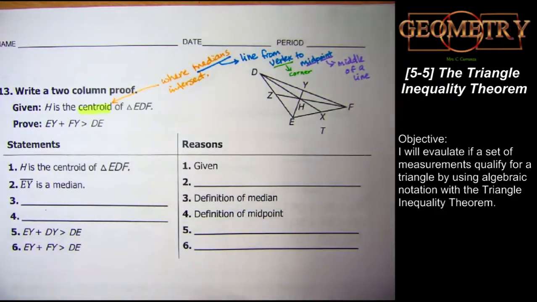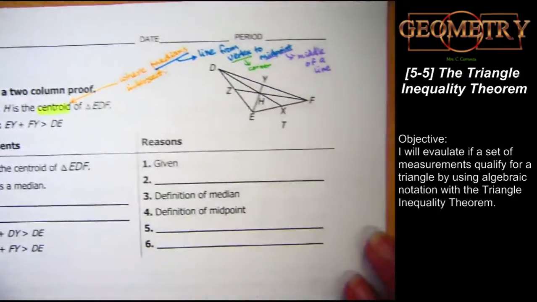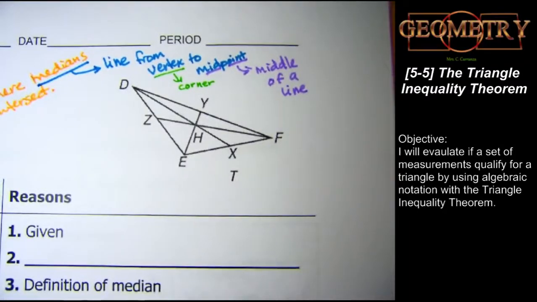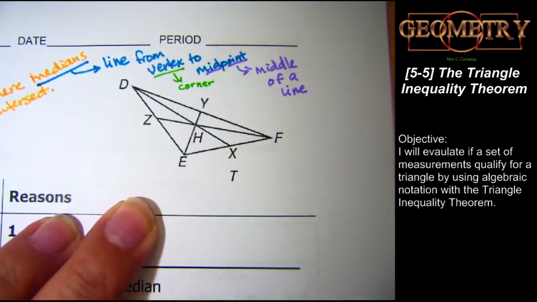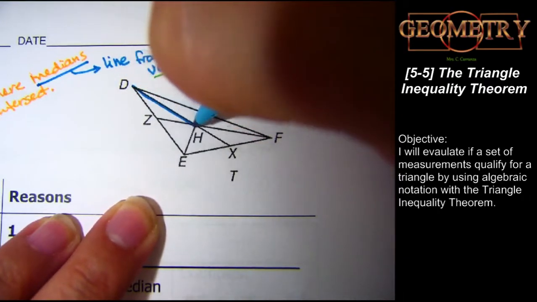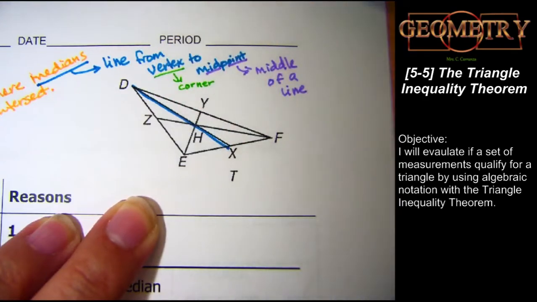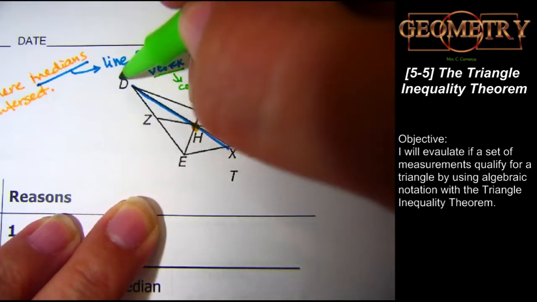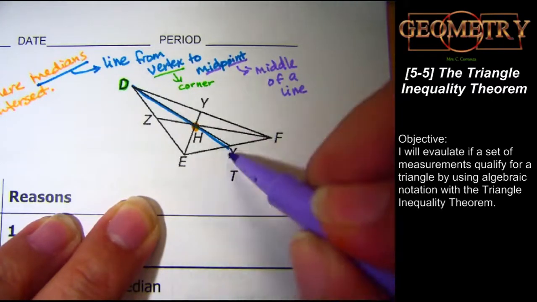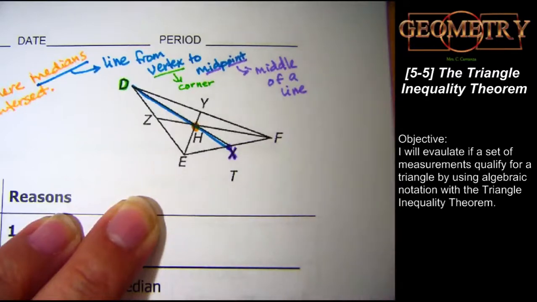Okay, so I'm going to take one of these lines at random so that we can take a closer look at it, and then we'll get into our proof. Let me zoom in here on the figure, and maybe you can see the definitions a little more clearly because I know it was small. All right, so I'm going to look at DX as a median. So the median from D to X, H is the centroid, so it is the point right in the middle. There's H. So D would be my vertex, and X would be my midpoint. X is the midpoint, it's the point right in the middle.